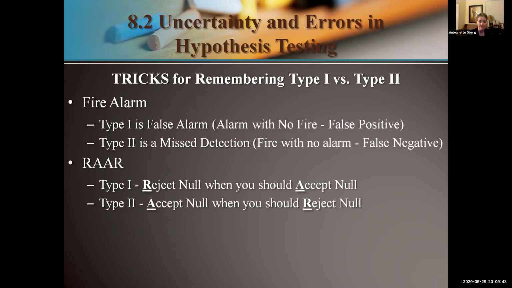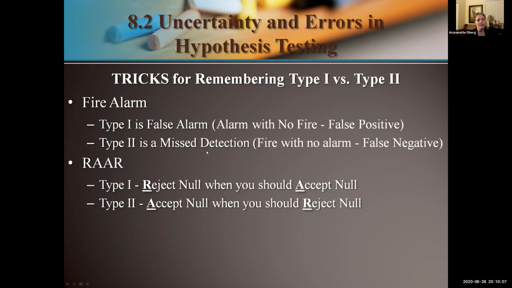Okay, so a couple of tricks that some students in the past have come up with for remembering type 1 versus type 2 error is this fire alarm. If you think of type 1 as a false alarm, it's your alarm going off and telling you, yeah, there's a fire, there's smoke in the house, when in fact there's really not. It's a false positive, okay? So it's telling you that something's going on when it's not.